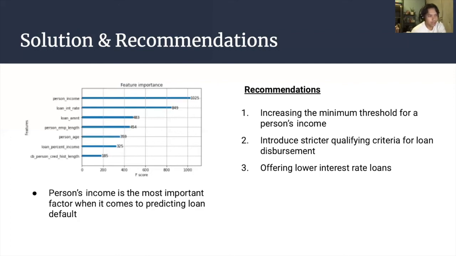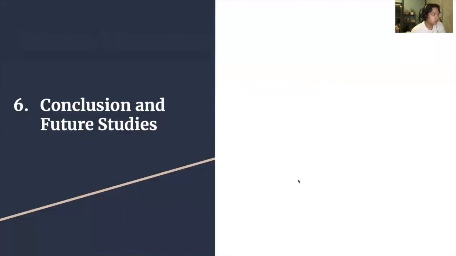And also offering more lower interest rate loans can be another way for the bank to reduce likelihood of default, as higher interest rates are positively correlated to loan default, which means that higher interest rates have a higher tendency for people to default on their loans. So next will be about the conclusion and future studies.